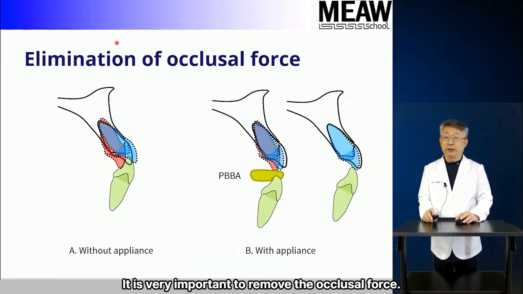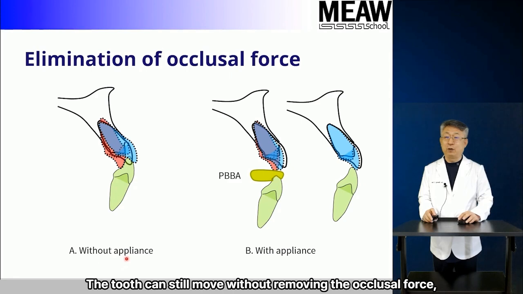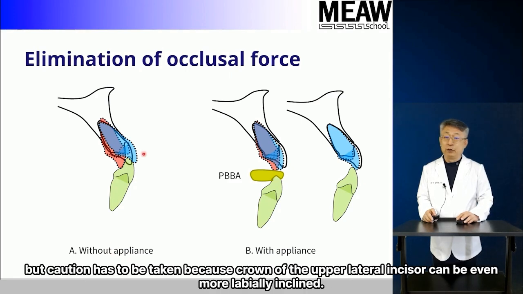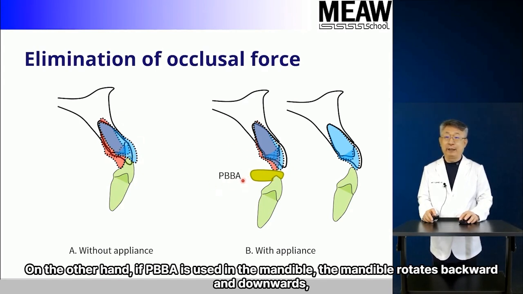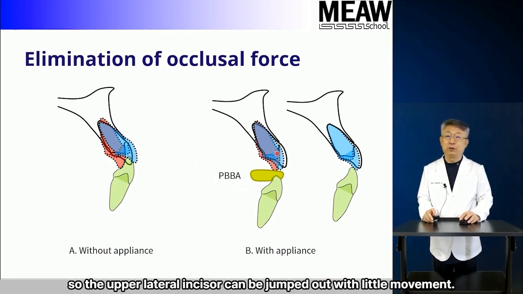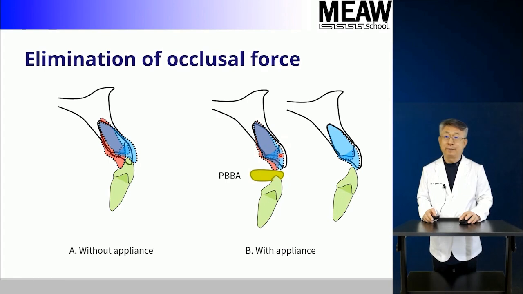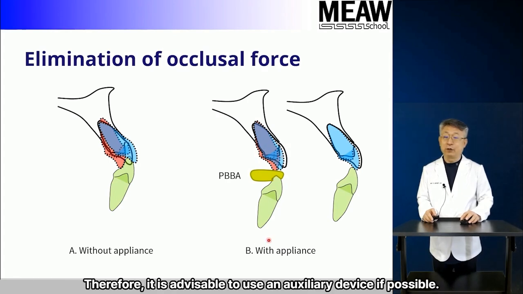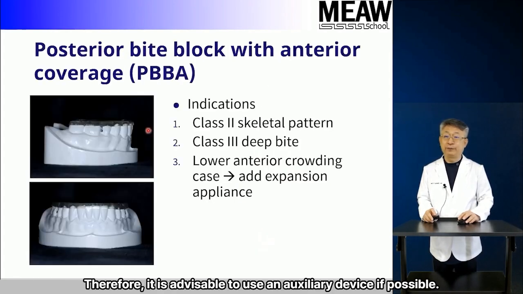It is very important to remove the occlusal force. The tooth can still move without removing the occlusal force, but caution has to be taken because crown of the upper lateral incisor can be even more labially inclined. On the other hand, if PBBA is used, the mandible rotates backward and downwards, so the upper lateral incisor can be jumped out with little movement. Therefore, it is advisable to use an auxiliary device if possible.